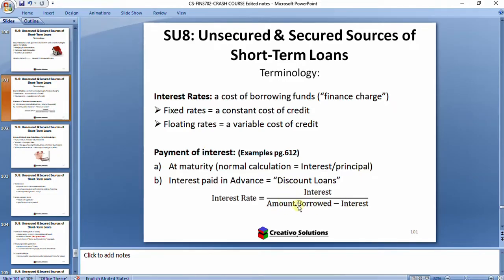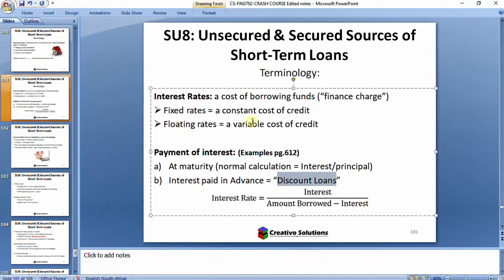There's that formula that I spoke about. I've just taken the textbook and I've highlighted certain interest rate calculations that are relevant for certain types of finance. This is a discount loan.